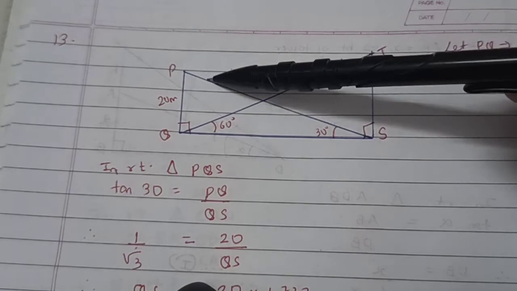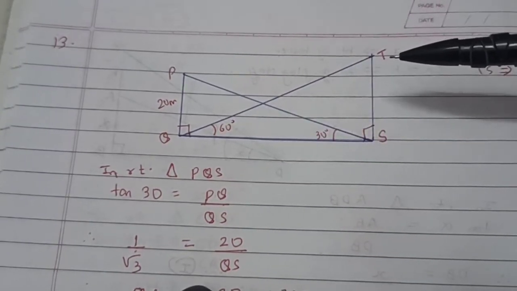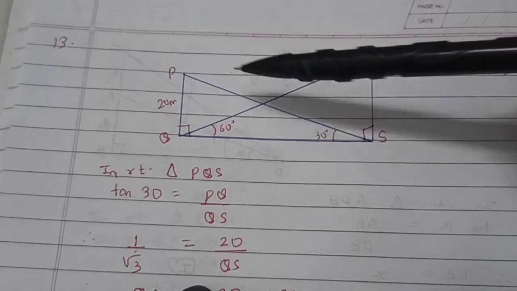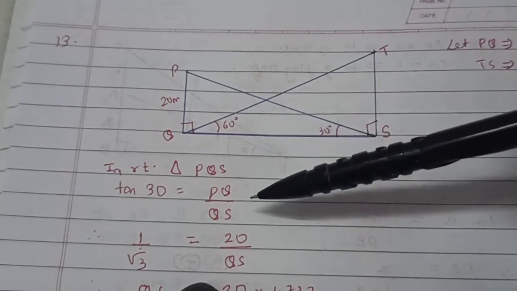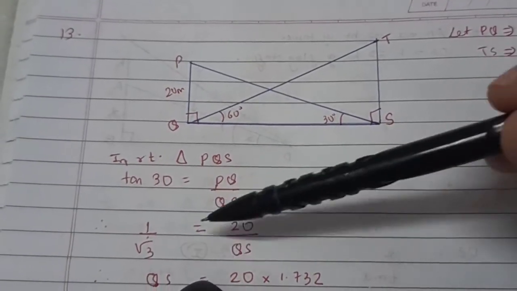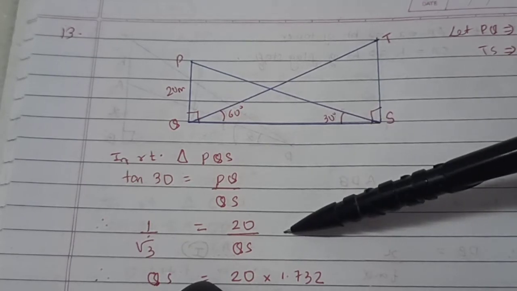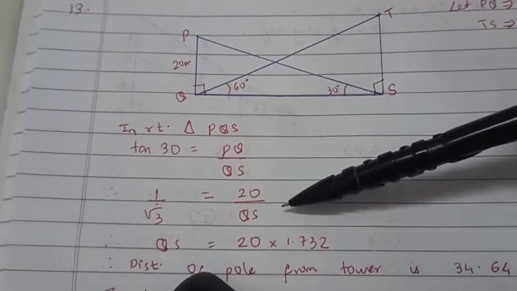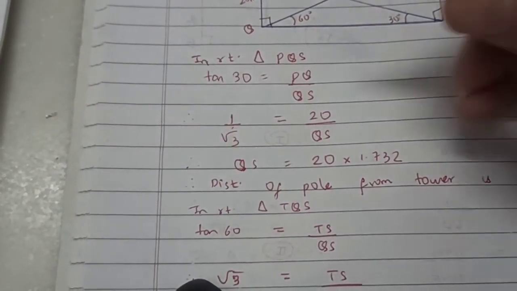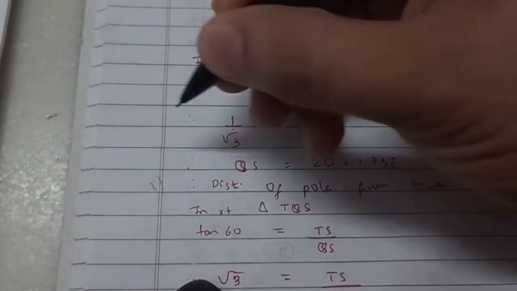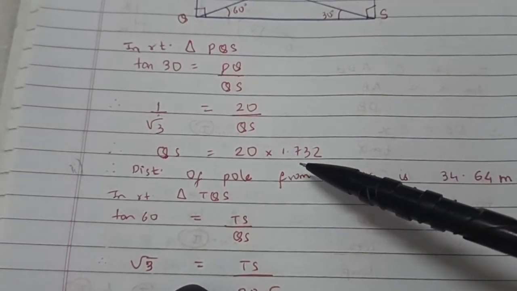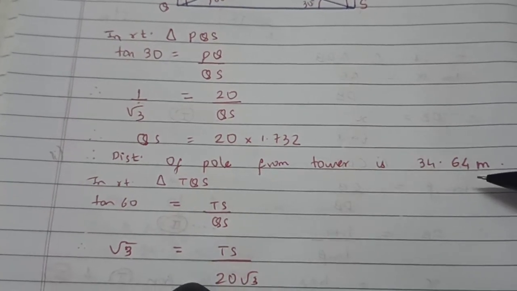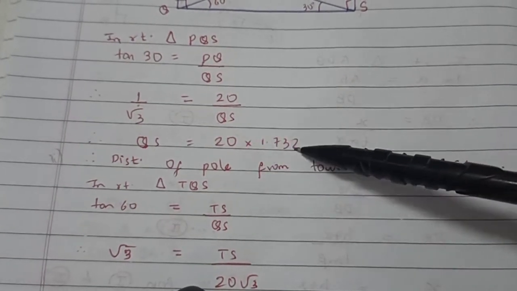First, in triangle PQS, we'll use tan 30. That's opposite upon adjacent, PQ upon QS. PQ value we already know, that's 20, and tan 30 is 1 upon root 3, so we can find QS. That is the distance between the pole and the tower. That's what we'll find first. So we should mention here Roman number 2. We could have written it in the beginning as well. The answer is 34.64 meters because it was 20 into root 3.